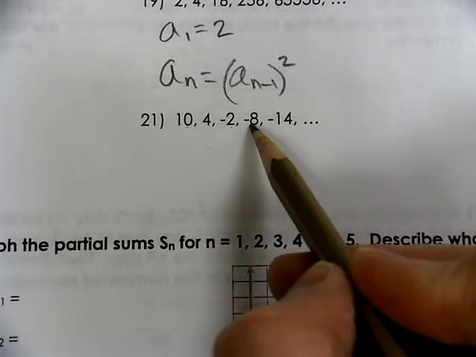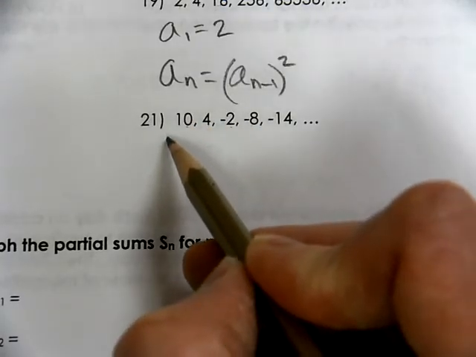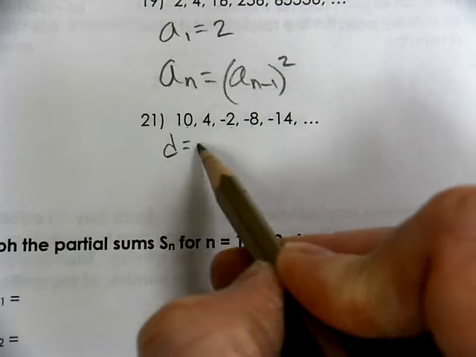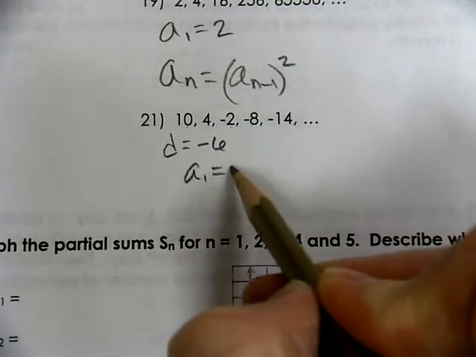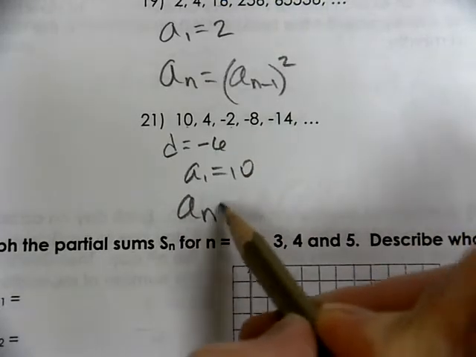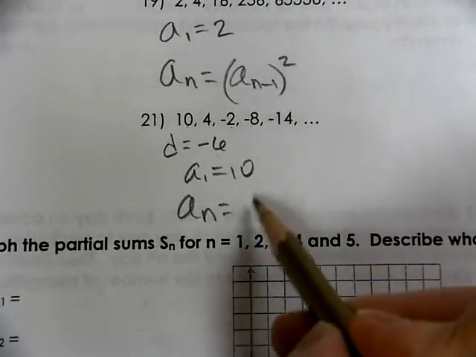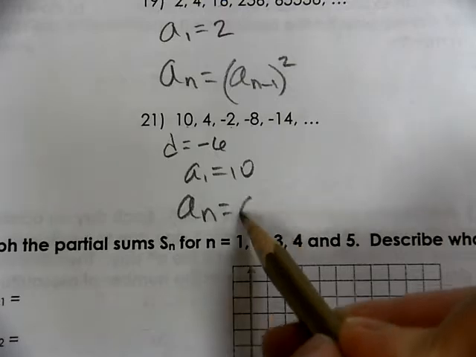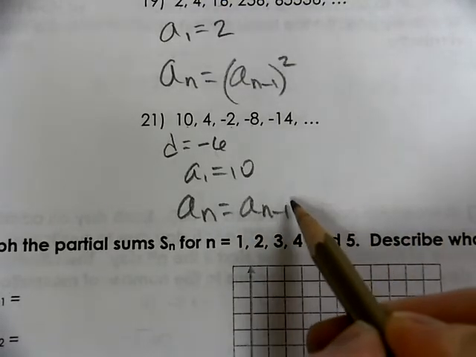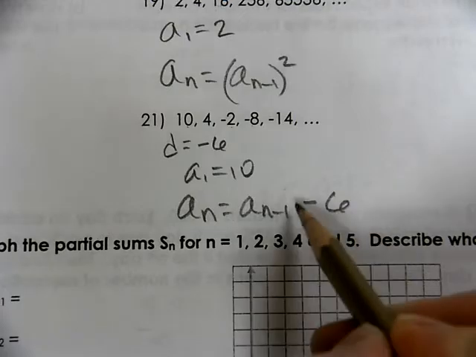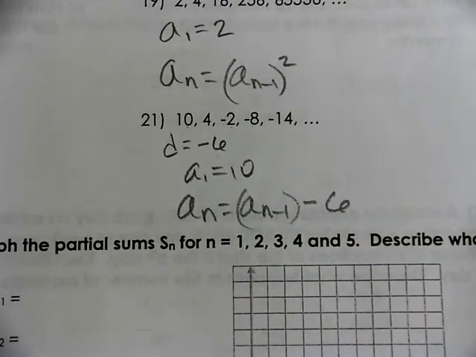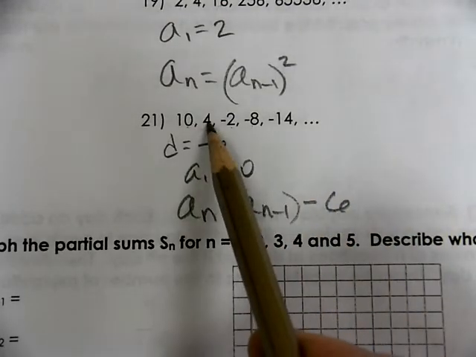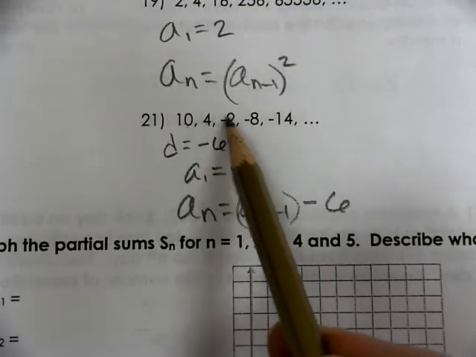Minus 6, minus 6, minus 6. So we have a common difference of negative 6. So my first term is 10, and my common difference is negative 6. So I take my previous term and subtract 6 from it. So to find here, I'm going to take that number and subtract 6. To find this one, I'm going to take that number and subtract 6.